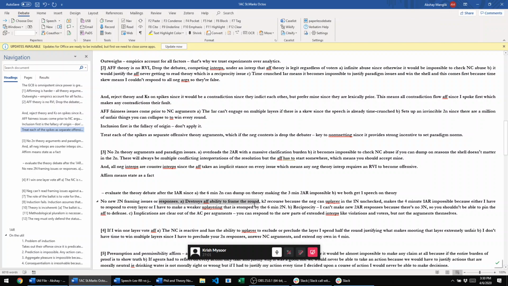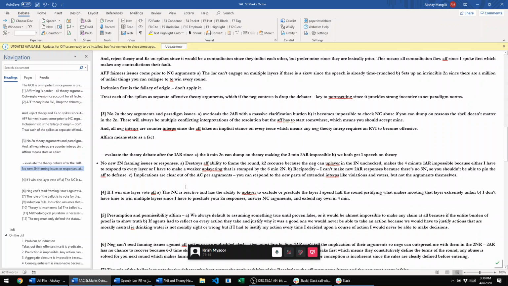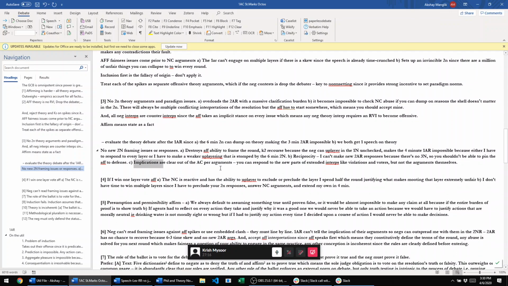Yes, we get 2NR responses, key to resolve strat skew, whatever. Affability to frame the round is non-unique. Yes, reciprocity, respond to 2NR arguments, and whatever. Oh yeah, this is defense, the argument you do usually read, which is like the implications aren't clear, and you just explain why it isn't unclear, which responds to that.